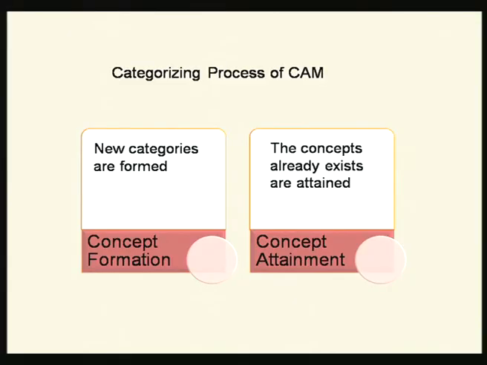And when we come to the concept attainment model, there are certain categorization processes. Categorizing process of concept attainment model can be divided into two, that is concept formation and concept attainment. Concept formation means new categories are formed, and concept attainment means the concepts already exist are attained. That is known as concept attainment.